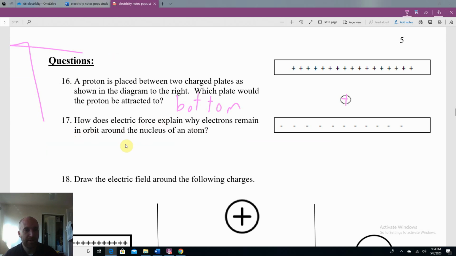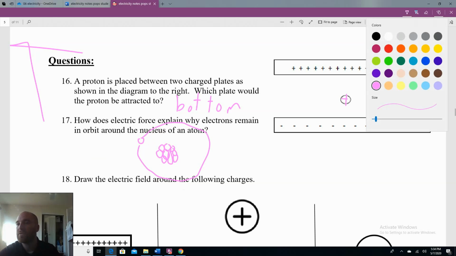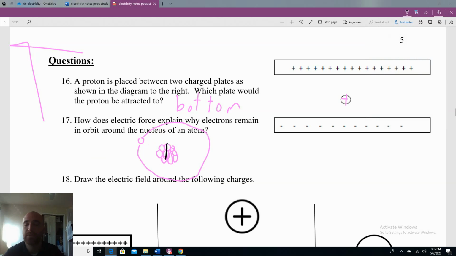Alright, how does the electric force explain why electrons remain in orbit around the nucleus of an atom? So this one's kind of a thinker. But let's do this. When we have an atom, remember, it's a bunch of particles in the middle of an atom, and then the electrons surround it in these sort of orbits. So we've got these particles in the middle. Remember, those are the protons and the neutrons, which means this nucleus has a net positive charge, and the electrons have a negative charge. So where does the electron want to be? Well, it wants to be near this nucleus, as much as the structure will allow it to.